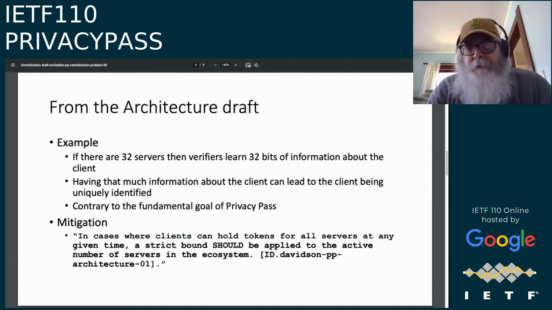I give in this slide the example of losing one bit. What happens is verifiers learn a bit of information for every redemption, right? And so over time, the anonymity of the client is at risk because of that. That's one of the reasons why Section 10 of the architecture draft talks about limiting the number of servers in the ecosystem. Again, I will say one more time that this is without the concept of redemption clients. This is in the original concept of what the ecosystem would provide. Next slide, please.